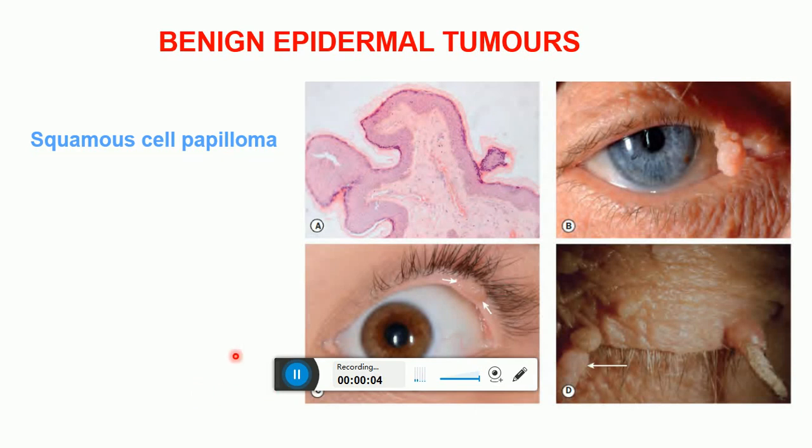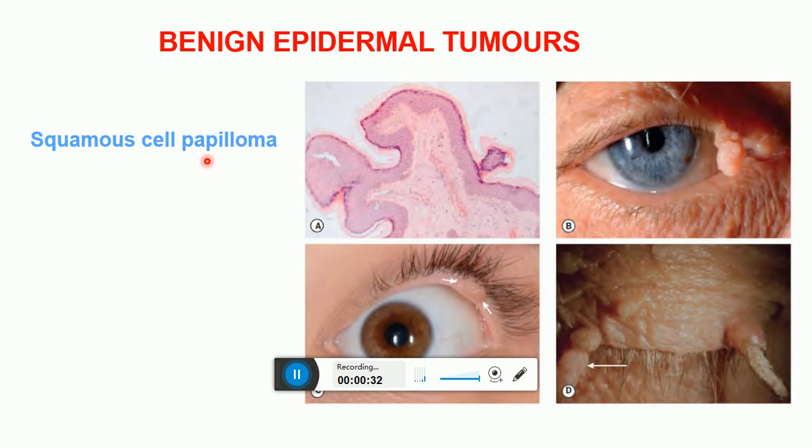In the last lecture, we discussed some non-neoplastic lesions such as chalazion, xanthelasma, and others. Now, some other non-neoplastic lesions of the eyelid. Today's topic is benign epidermal tumors, in which the first one is squamous cell papilloma. So, squamous cell papilloma.